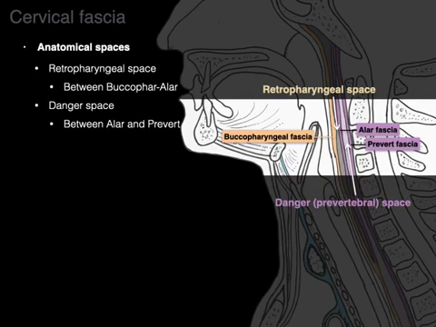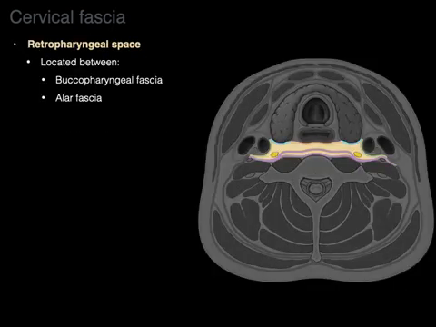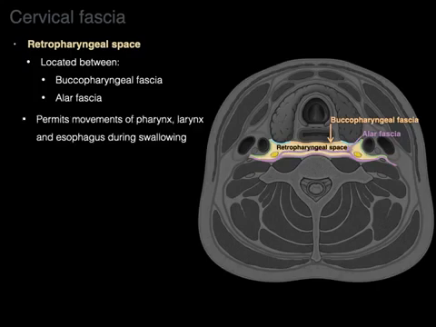So there are two different potential spaces. That was fun. Let's do it again. The retropharyngeal space in this cross section is between the buccal pharyngeal fascia and the alar fascia right there. And this is what permits movements of the pharynx, larynx, and esophagus during swallowing. So the retropharyngeal space is like bed sheets.